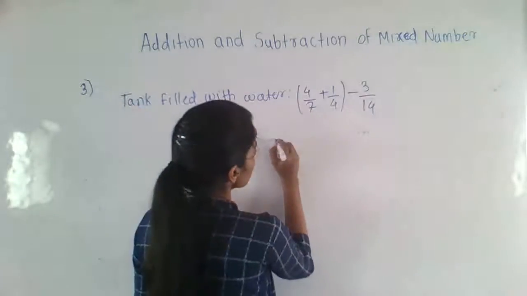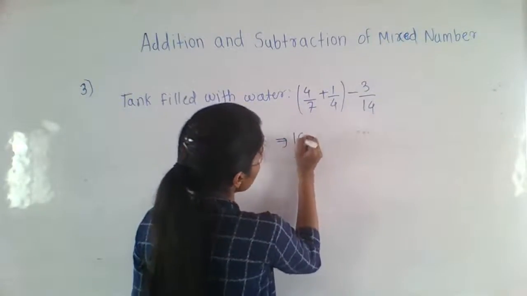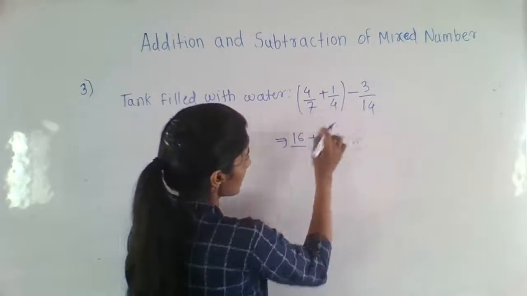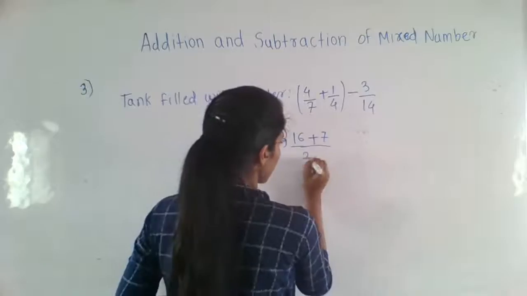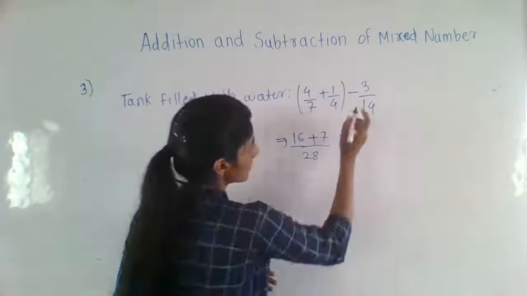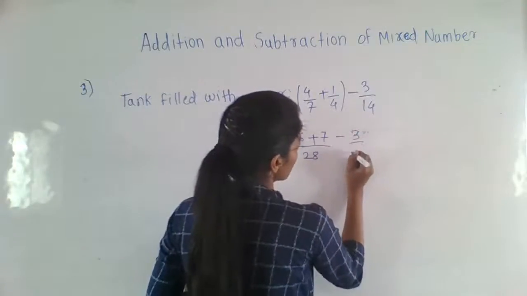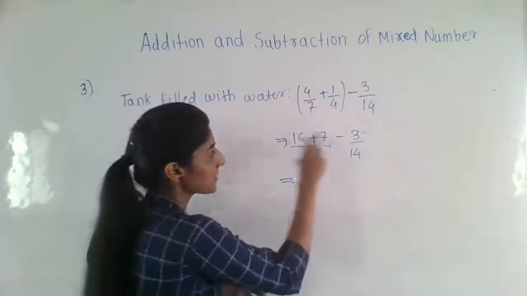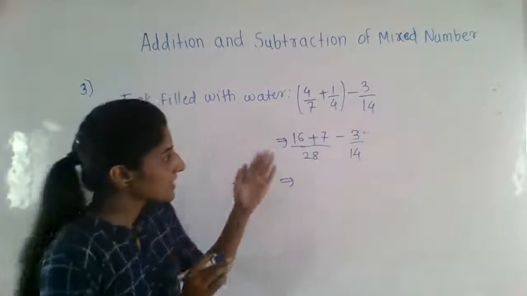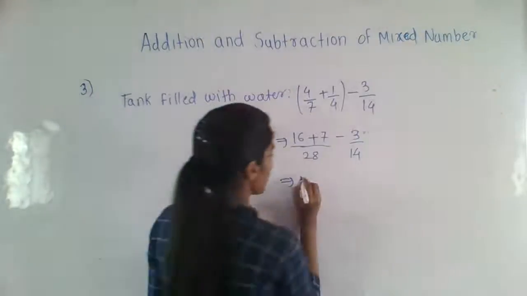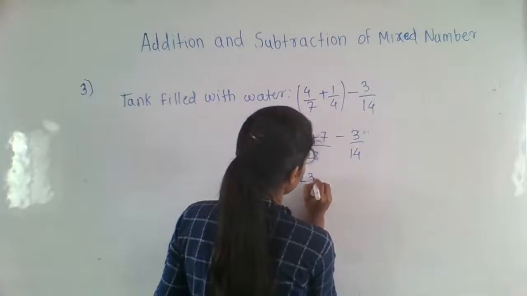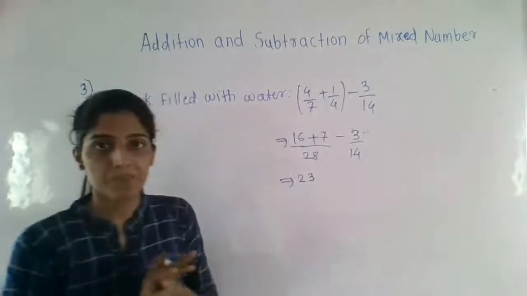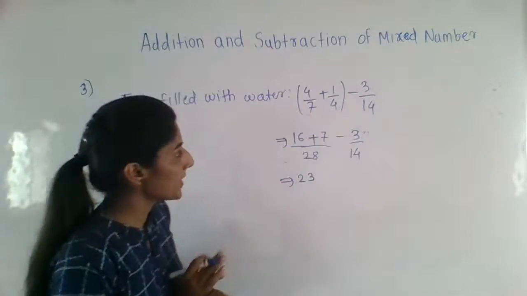Then add these numbers, that is the 4 4s are 16, 7 1s are 7, and 7 4s are 28. That is 28. Okay. Now you can see that 16 plus 7, what we get? 16 plus 7 we get 23. Okay, understand? That is 23.